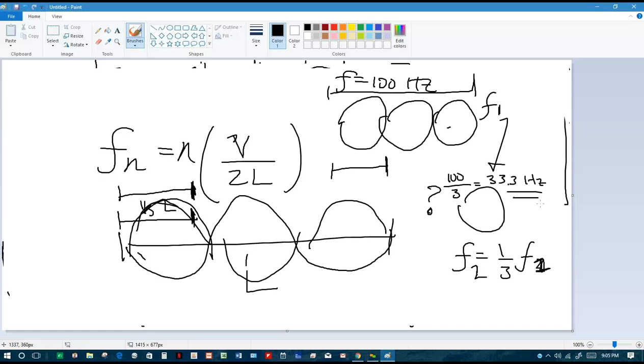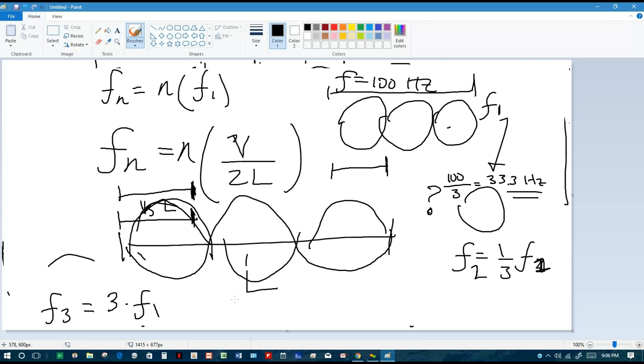Because remember, the first harmonic has how many loops? 1 loop. The second harmonic has 2 loops. The third harmonic has 3 loops. And do you remember that the frequency of any harmonic is n times the fundamental? So that means the third harmonic will have three times the frequency, and the first harmonic would be 1/3 of the third. I'm nearly certain that that's correct, almost 100% sure.